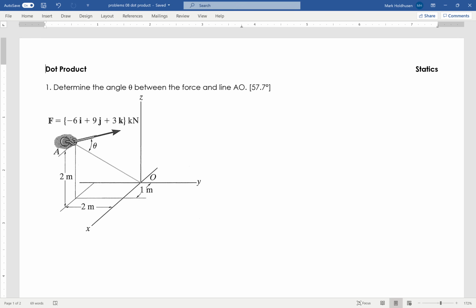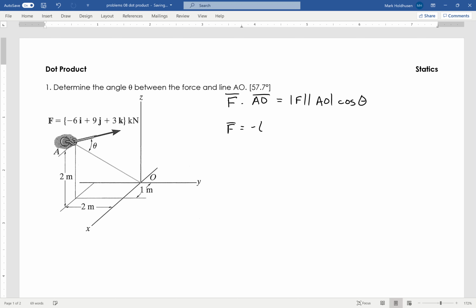Okay, we want to find the angle between the force shown here and the line AO here. And the way we're going to do that is using a dot product, knowing that the dot product of that force with the position vector of AO becomes the magnitude of these multiplied together times the cosine of the angle between them.